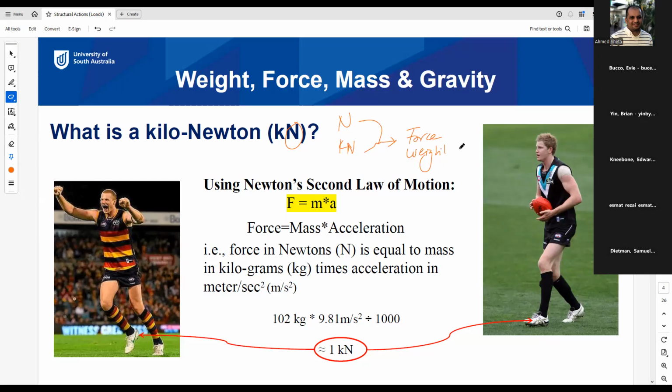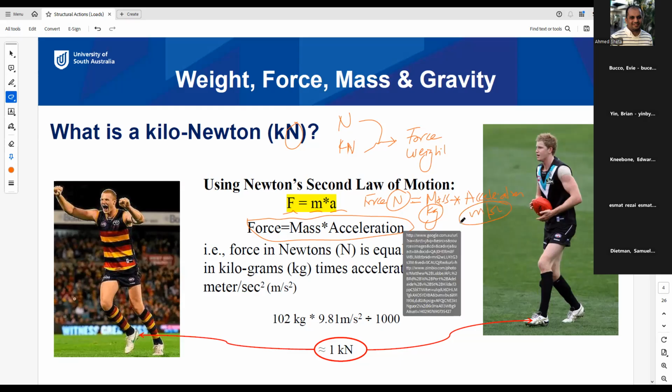Okay. So to know what is a kilonewton or what is Newton, we use Newton's second law of motion. The second law of motion by Newton is force equal to mass times acceleration. So the force in Newton equals the mass in kilogram times acceleration in meter per second square.